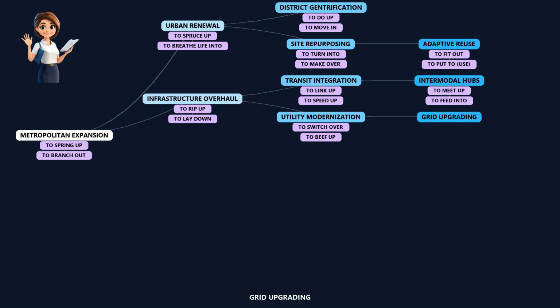Grid upgrading. Through grid upgrading, we can hook up more homes to solar energy and phase out the use of old coal power. Effectively, we are connecting new green energy and slowly getting rid of the dirty old systems.